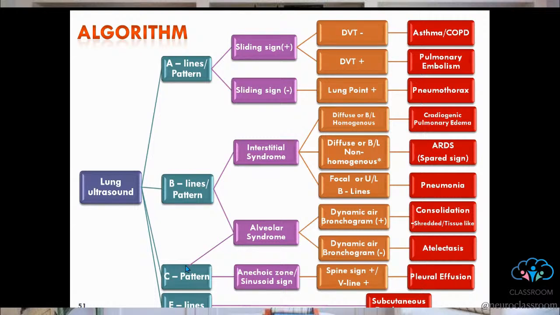Now, the C pattern. If you are getting a consolidated pattern in addition to an anechoic zone, that means the sinusoid sign in M mode and anechoic in B mode, and in addition the spine sign is positive and the V line is positive, then the diagnosis will be pleural effusion. And if you are suspecting subcutaneous emphysema and you are getting E lines, with all the other things absent, then straightforwardly the diagnosis will be subcutaneous emphysema. So I have struggled a lot, and then I tried to make this simple algorithm for myself.